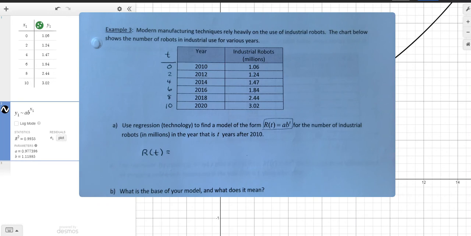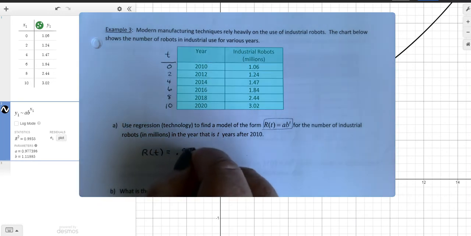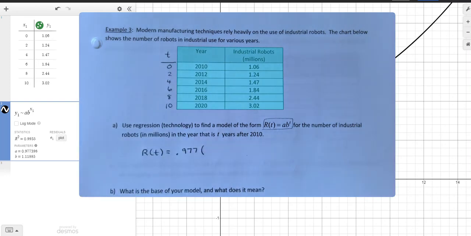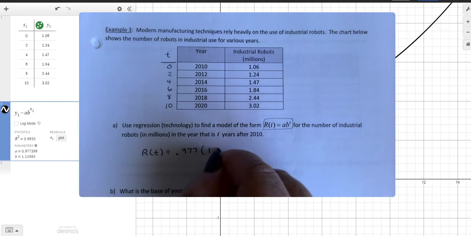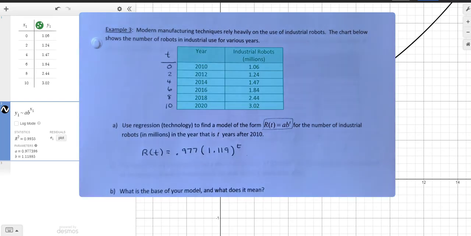So that would be 0.977 for A times 1.119 if I round to 3 decimal places. For the B, raised to the T power.